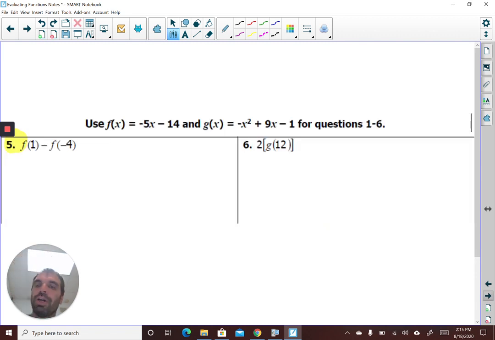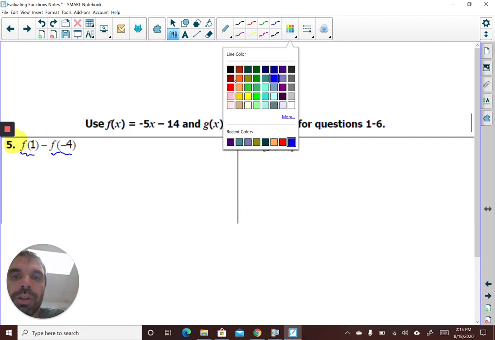All right, so another example we're going to work on together here is number 5. Number 5 is a little fun because it does this f thing twice and does math with it. So it's f of 1 minus f of negative 4. That means I'm going to do f of 1, figure out what that is, f of negative 4, figure out what that is, and then subtract them and figure out my final answer.